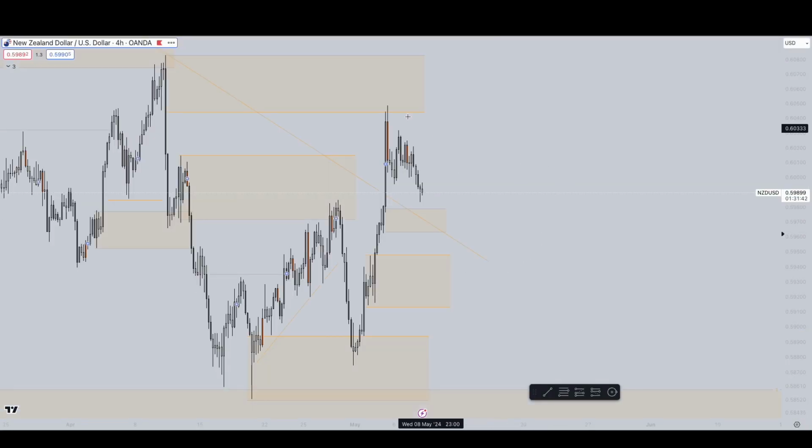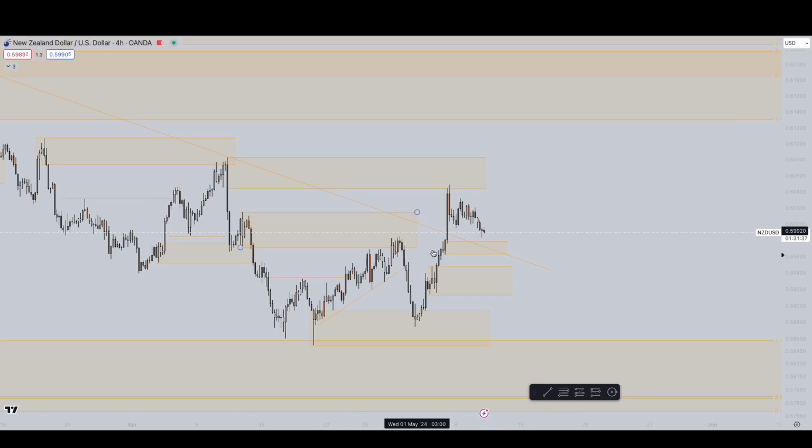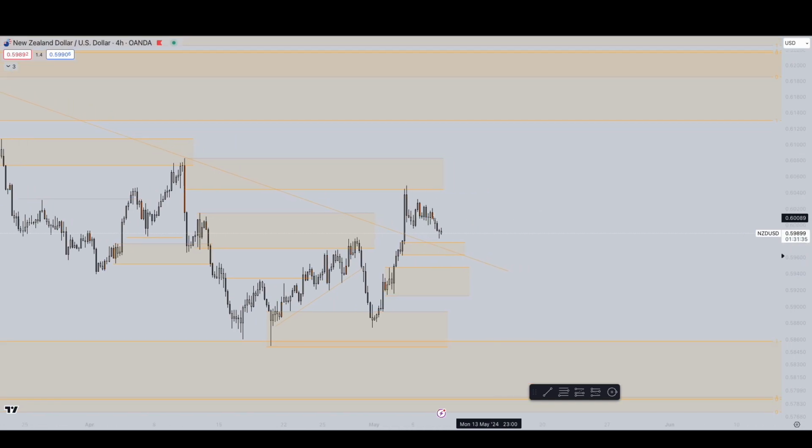For NZD dollar, we just came out of this supply zone. We broke this daily trend line and we created new demand zones. So I'm waiting for these demand zones to be hit. I think we're going to hit this lower end since this is not really a strong one. For a stronger demand zone, we have to watch this one in the lower end. The daily demand zone is located in here. So I'm just carefully watching these zones to see what's going to happen.